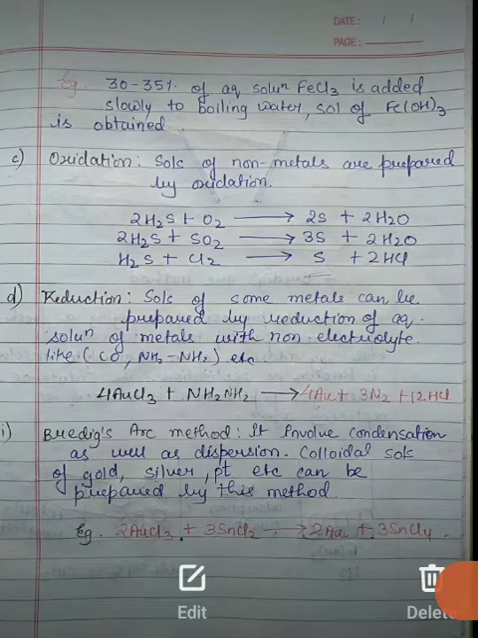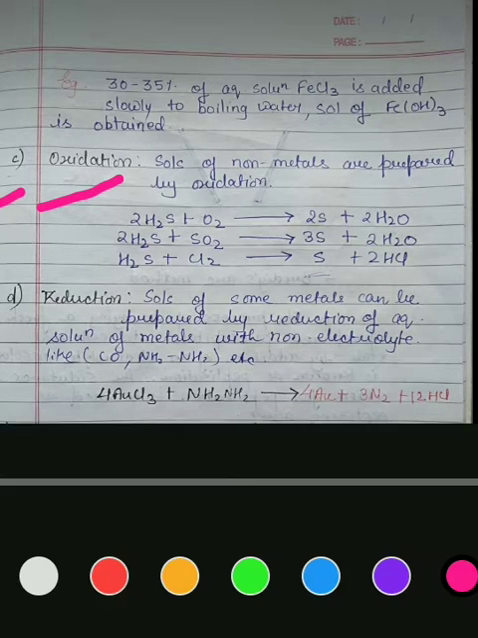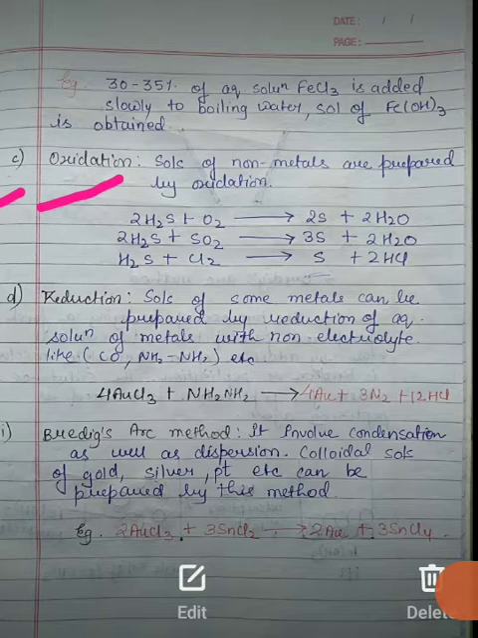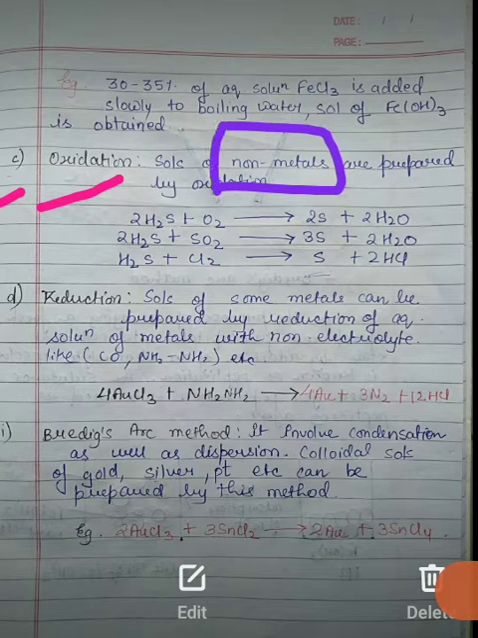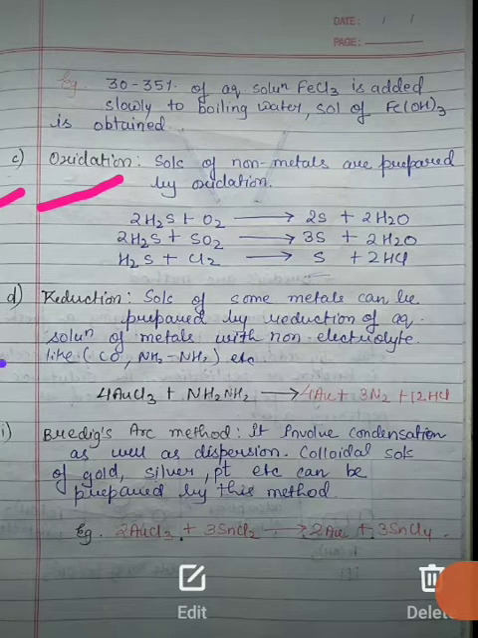Now let's talk about the third process in the chemical method, that is oxidation. In oxidation, you generally know a substance is oxidized. So here also sols of non-metals are prepared by oxidation. Whenever we have to prepare sols of non-metals, we should perform oxidation. Whenever we have to get a sulfide sol, then we should do double decomposition. So in this method, that is oxidation, you can see here sulfur, that is a non-metal, is obtained.